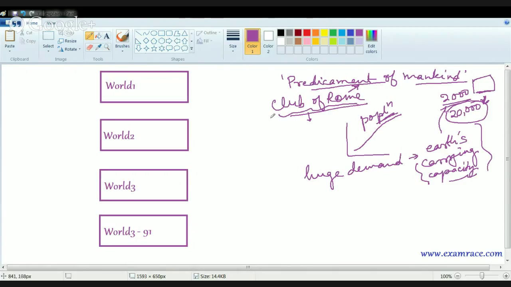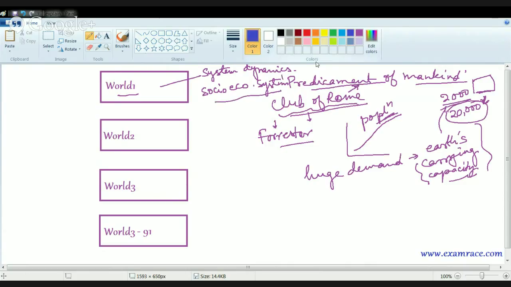So what they tried to start was, the first person was Forrester. J. Forrester was the first person in the 1970s who gave the concept of World One. World One was based on the concept of system dynamics and related to the world's socio-economic system.